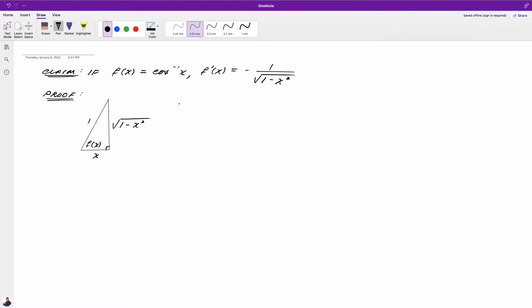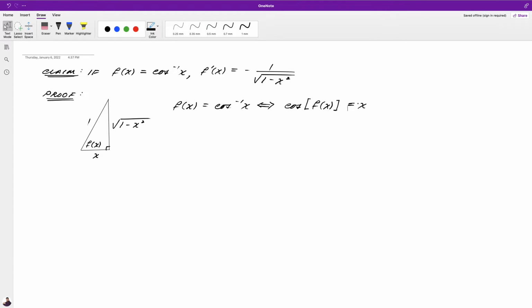Now, we know that f of x equals cosine inverse of x. This is the same thing as cosine of f of x is equal to x. Same thing, okay?